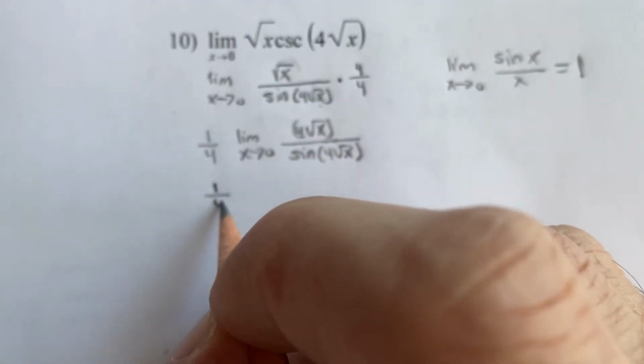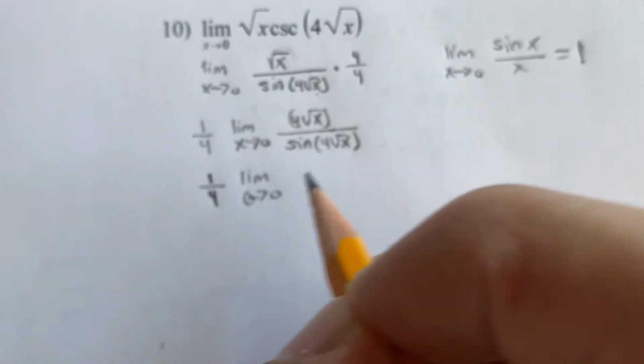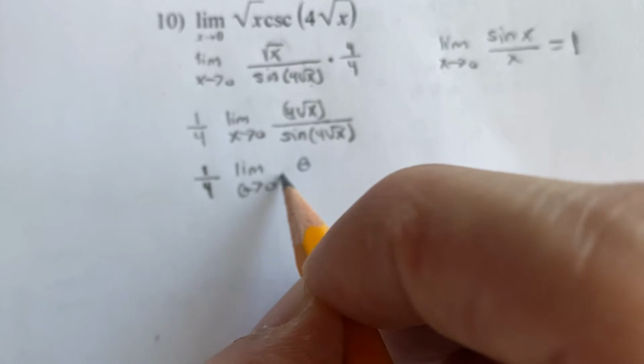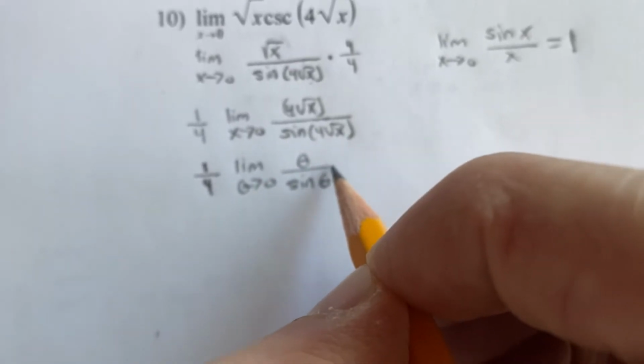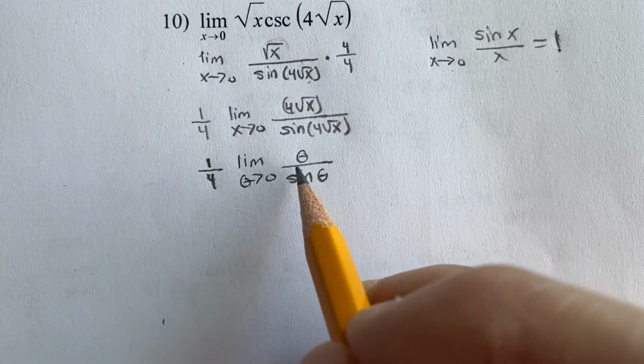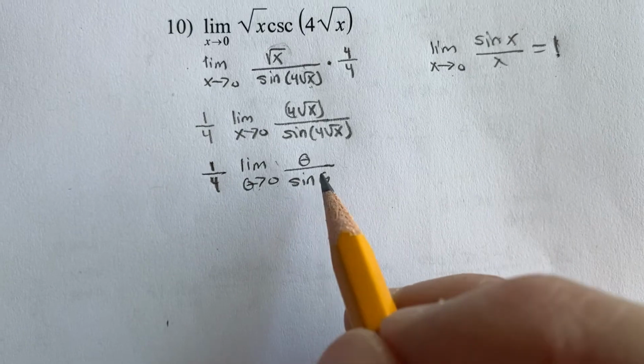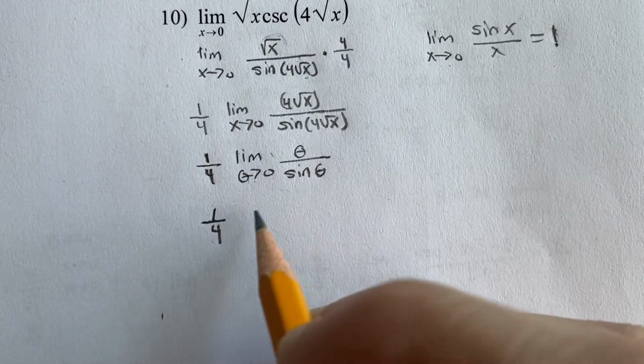Let's write 1/4 the limit as theta goes to 0 of theta over sine theta, right? That's basically what this problem boils down to. And you could do a couple of things, right? You could rewrite this as 1 over the limit as theta goes to 0 of sine theta over theta, or you can rewrite it like this. This is what I'm going to do.